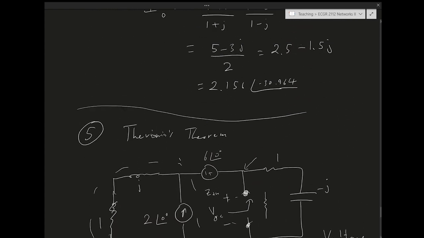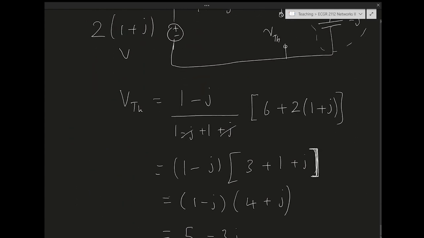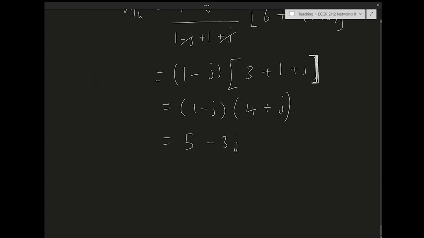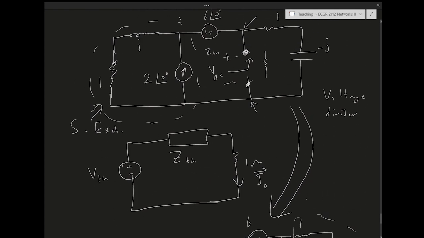Remember, we got this, I think, yeah, but there's a 2. But 5 minus 3J over 2 is what gives us the final result. So if this analysis is correct, we should expect soon to have some kind of divide by 2. Okay, so this is V Thevenin.